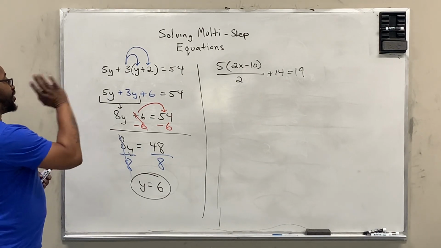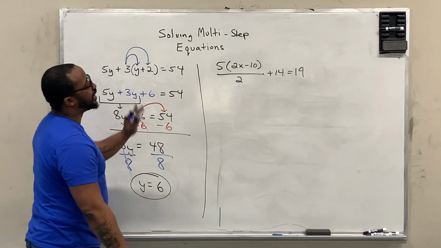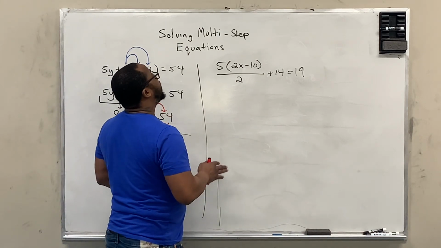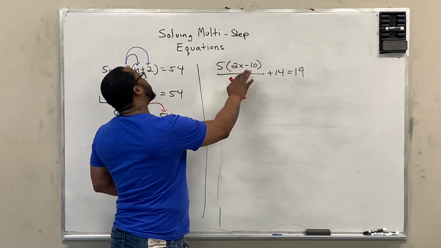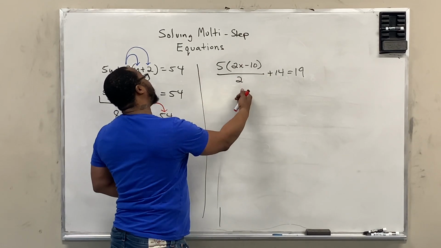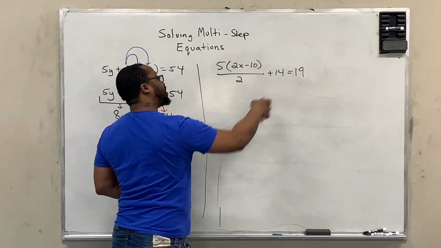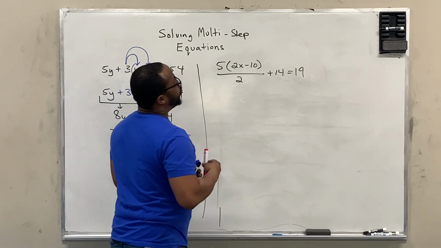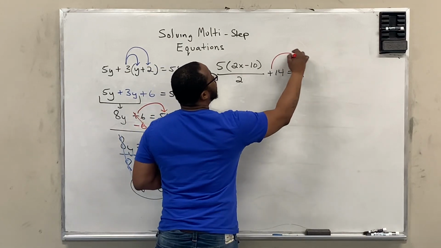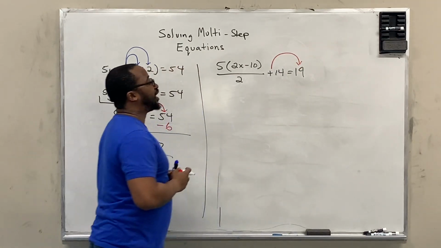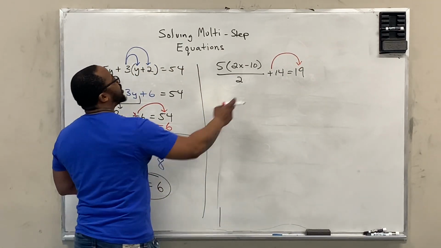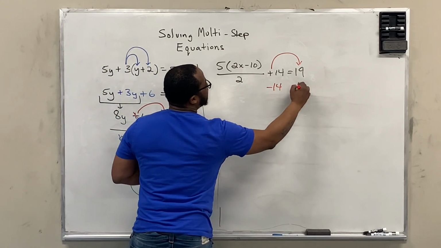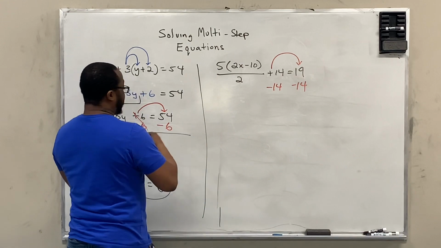Okay? Now, this problem over here looks like a little doozy. So what we're going to do here, we have 5 times (2x minus 10) divided by 2, plus 14 is equal to 19. So the first step we're going to do here is bring the 14 over to the 19 to try to simplify it a little bit. Since this is a positive 14, I'm going to minus 14 here, and I'm going to minus 14 here.